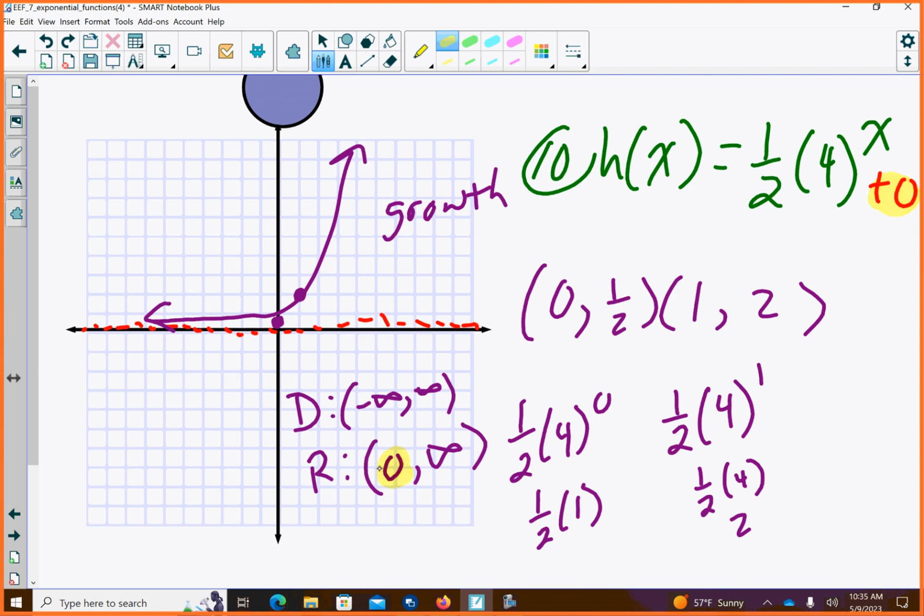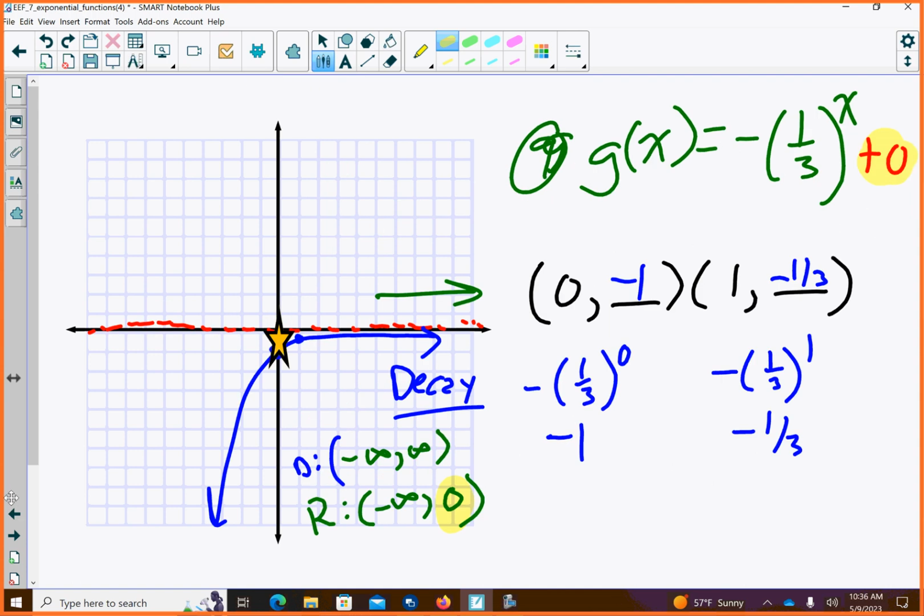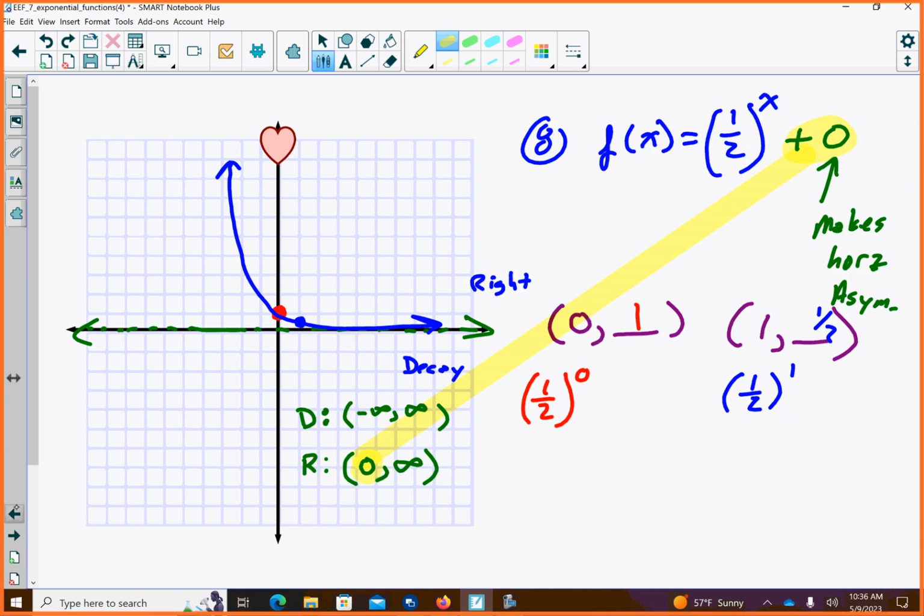So like we look at number 8, was decay, but our range is 0 to infinity, right? Whereas number 10 is growth. We still have that range from 0 to infinity. So the biggest thing with range is that placement. So here, 0 to infinity. Here, negative infinity to 0. Are we under the asymptote? If we're under the asymptote, we're going to have 0 or the asymptote for the second number. If we're above the asymptote, whatever the asymptote is will be the first number.